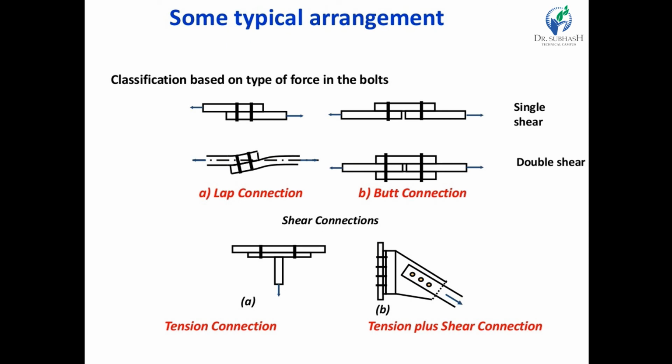Some typical arrangements of bolted connections you can see on this slide. The first is the lap connection, the second is the butt joint, the third is the tension connection, and the last is the tension plus shear connection. So these are the typical arrangements for providing a bolted connection.